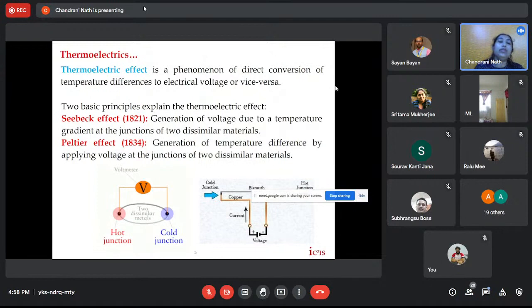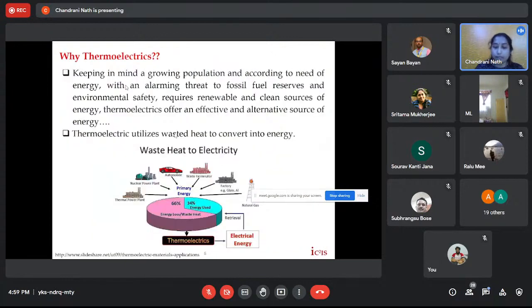A few years later, Peltier discovered an opposite effect. He could create a temperature difference by applying a voltage across the materials across the junction. So thermoelectric materials basically work with these two effects, the Seebeck effect and the Peltier effect.